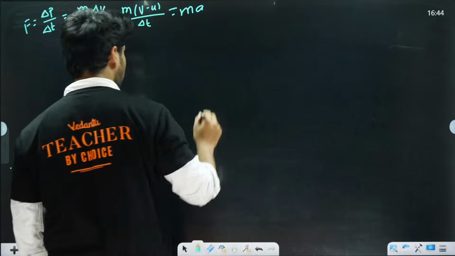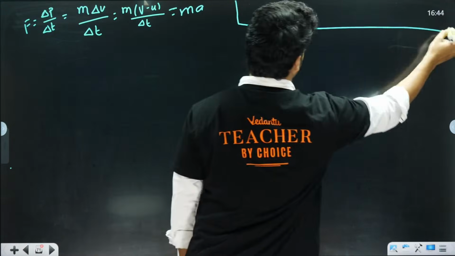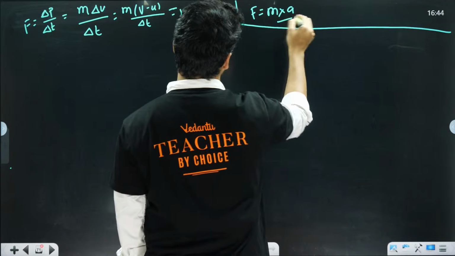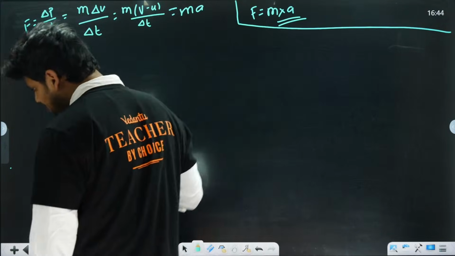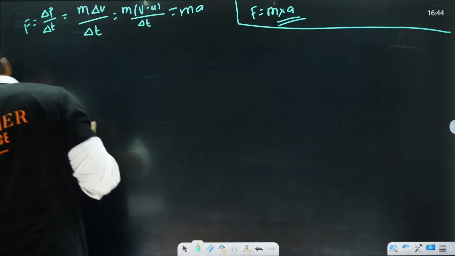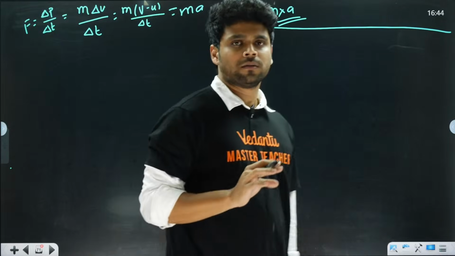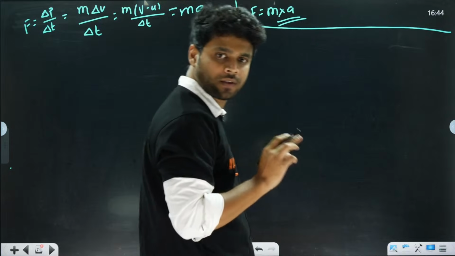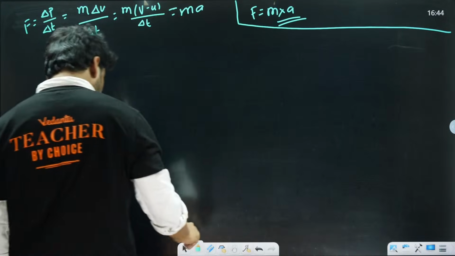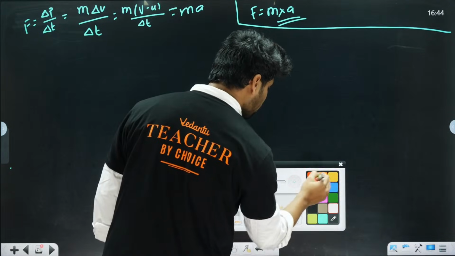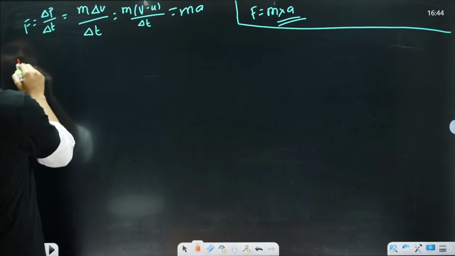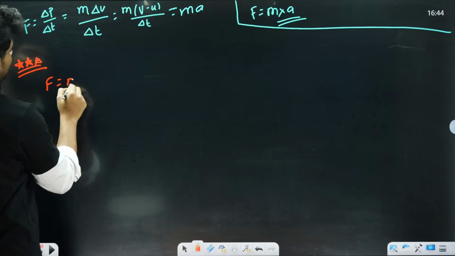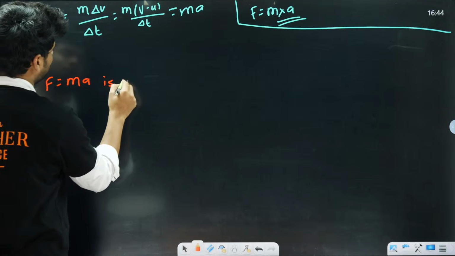From here onwards you'll say net force on the body is equal to mass times the acceleration. But remember this formula is only valid when the speed is changing linearly. Very important point. Take a red mark: F equals m into a is only valid for that.